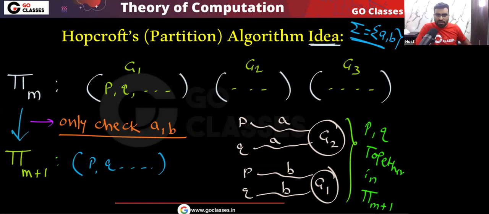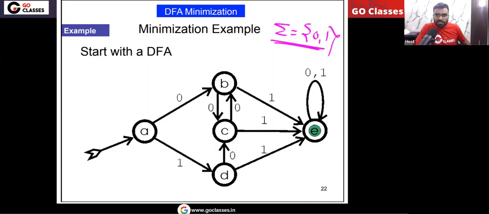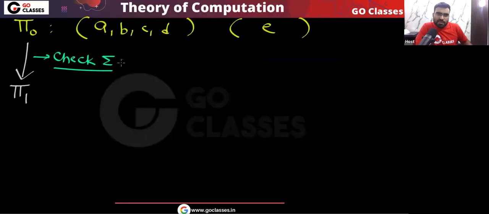This is what you have to check. In this diagram, you can easily see that sigma is 0 comma 1. Remember, we will check sigma. Sigma is 0 comma 1. We will only check 0 comma 1. Now what we will do? We will check these states. Like we will check AB, AC, AD, BC, BD, like that. Is this clear?